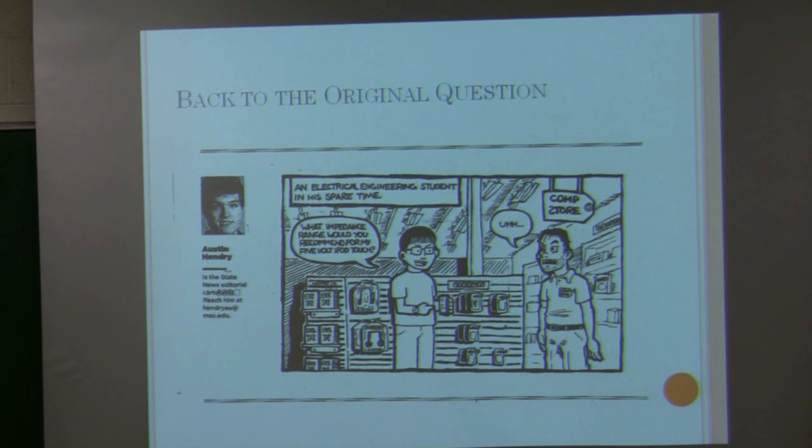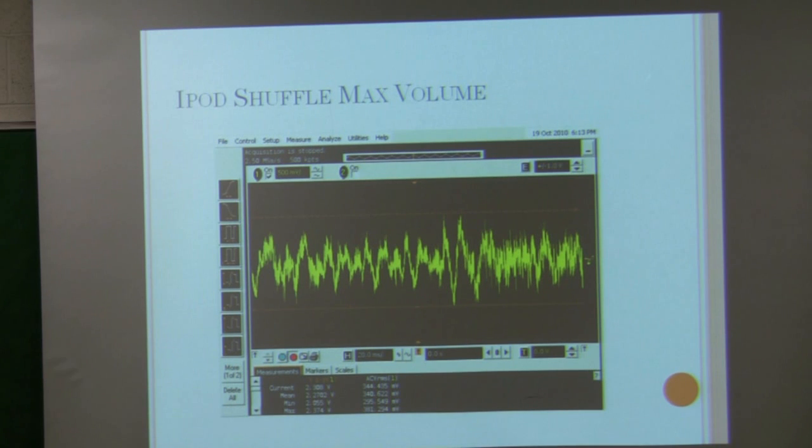Instead of this is the answer that he should have given. So the experiment I did, I took my iPod Shuffle, turned it up to the highest volume it would go to, and then hooked it up to an oscilloscope, which is an instrument that we use in electrical engineering labs to measure voltage versus time. And I measured the maximum voltage that it could put out.